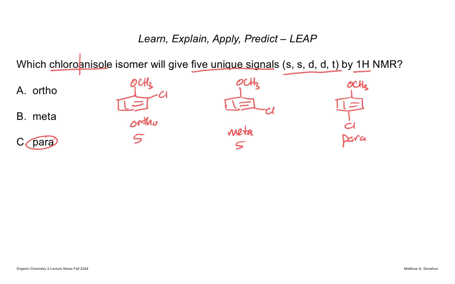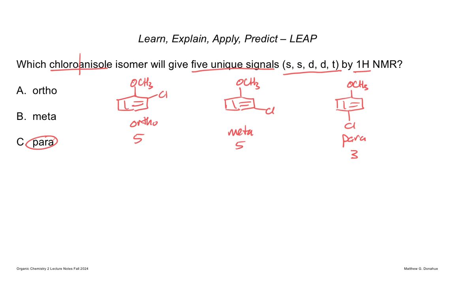1, 2, 3. So this is going to have 3. So for each one now, because we have 2 answers with 5, we want to consider what the multiplicity is going to be for each signal. And we'll write that in blue and see which one jives with the prompt that we're given.